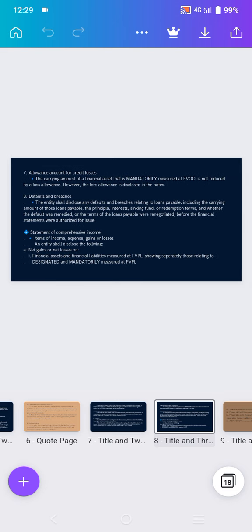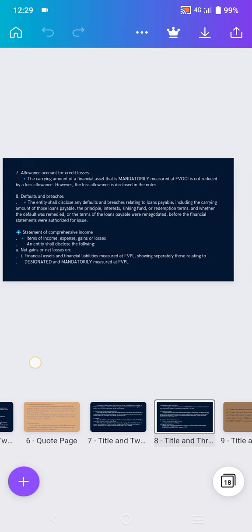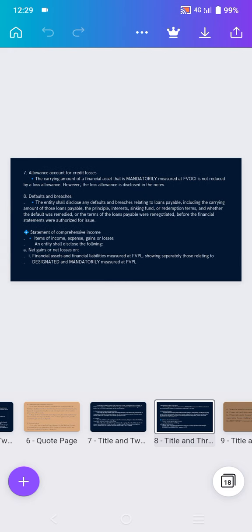So, dito po sa defaults and breaches, yung amount po ay madidisclose po na kahit anong defaults po tsaka breaches niya relating to loans payable na under po siya ng the principal, interest, sinking fund, or redemption terms, and whether default was remedied. Yun po. Tapos po, sunod po, statement of comprehensive income.